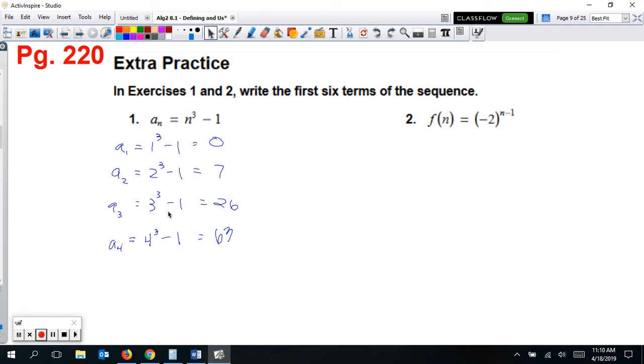So we know our cube numbers. We see them on our pink chart in class, and 1 to the third is 1, 2 to the third is 8, 27, 64. The next one would be 125, and we would subtract 1 from it. So our fifth one is 5 to the third, so 125 minus 1, which is 124. 6 to the third is 216, so our sixth one will be 216 minus 1, and that's going to be 215 then.